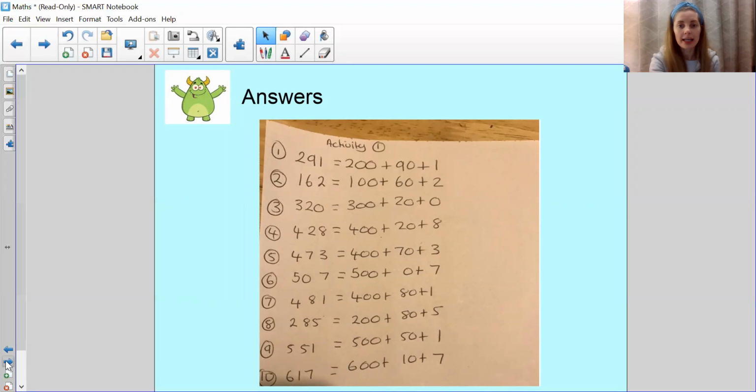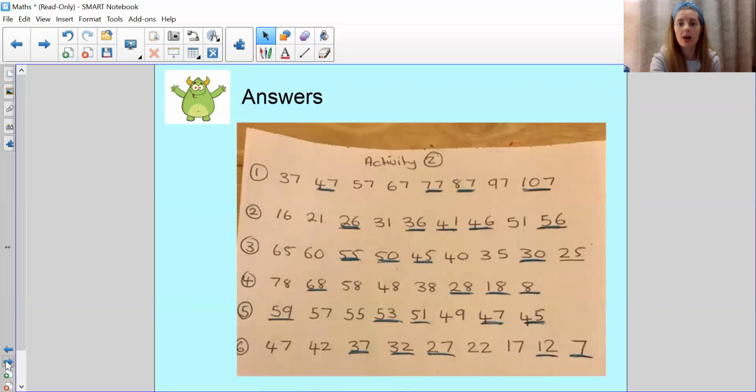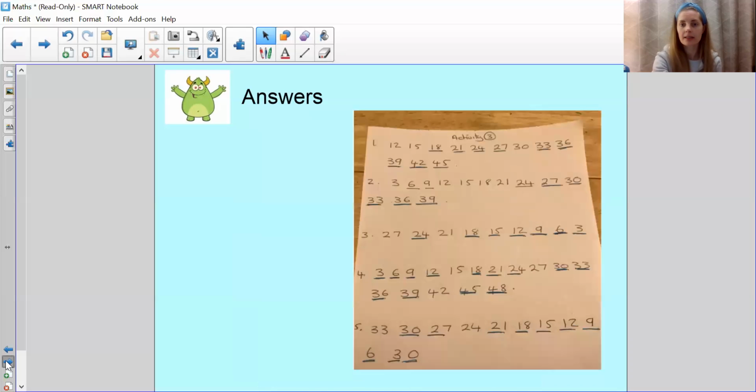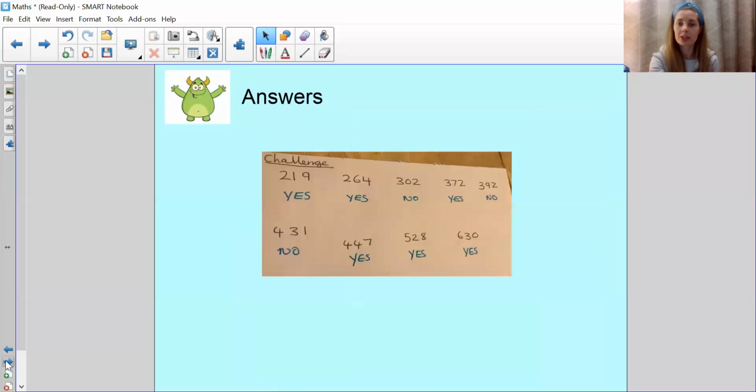And here are activity 1's answers. Here are activity 2 answers. Here are activity 3 answers. And if you did the challenge, congratulations, here are the answers. So well done for working hard today on your maths.